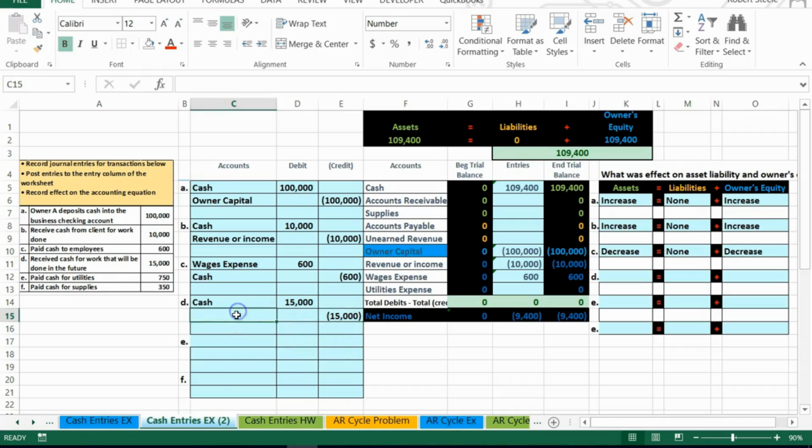Then the only question is, what do we credit here? Why are people going to pay us cash of 15,000? We might say because we earned revenue like before, but in this case, once again, we haven't yet earned the revenue. We've received the cash, but we haven't yet earned the revenue. It's really going to go to the liability. We're going to credit the liability account. Why? Because we owe something in the future.